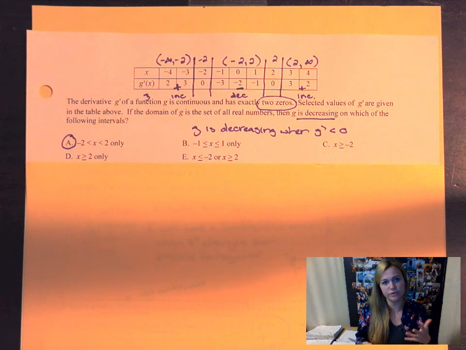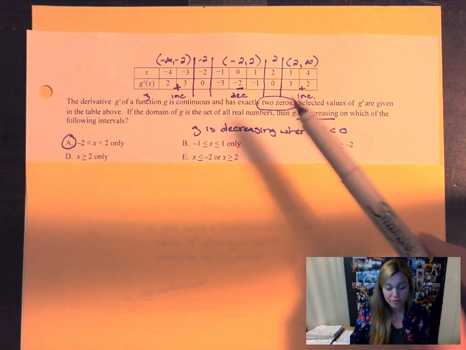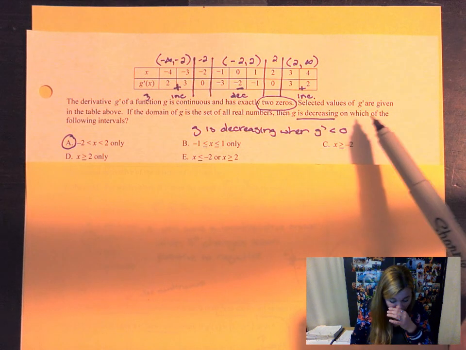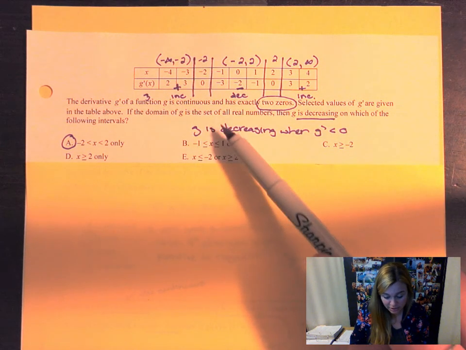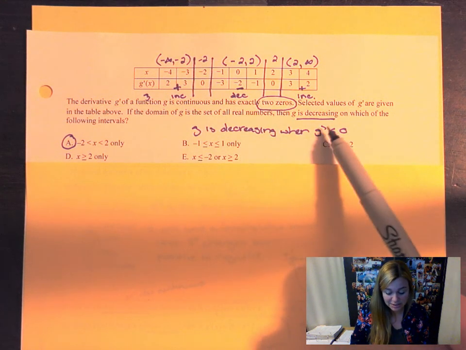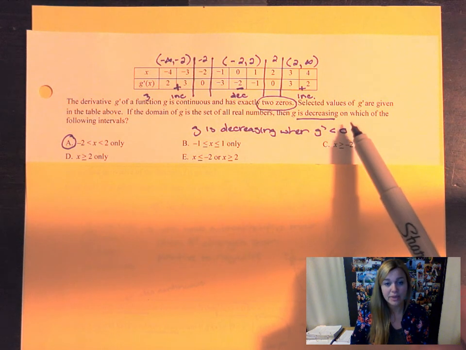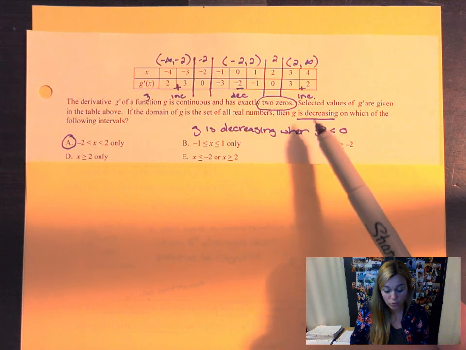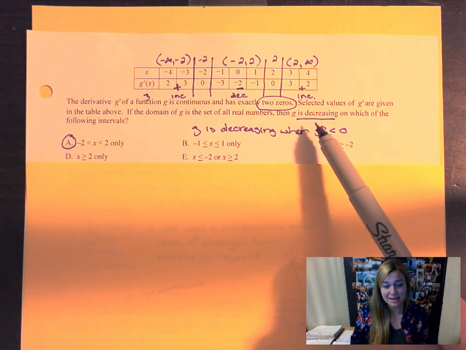So no holes, no vertical asymptotes, anything like that. There could be sharp turns. Selected values of g prime are given in the table above. If g is the set of all real numbers, then g is decreasing on which of the following intervals? If g is decreasing, what I'm looking for is where g prime is negative.